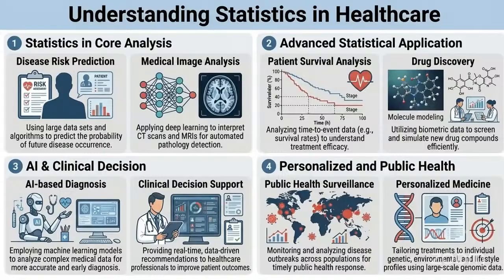So there are many applications where we can use the statistical approaches, like disease risk prediction. We have large data sets and algorithms to predict the probability of future disease occurrences using statistics. Machine learning can be used on medical images also. We can apply the CNN, the convolutional neural network approach from deep learning algorithms, to interpret the scans and to identify detections from the images.